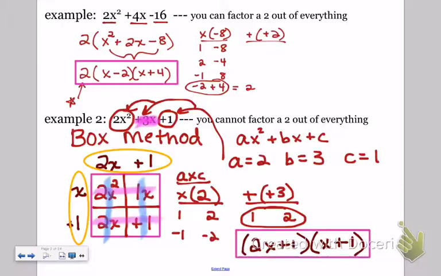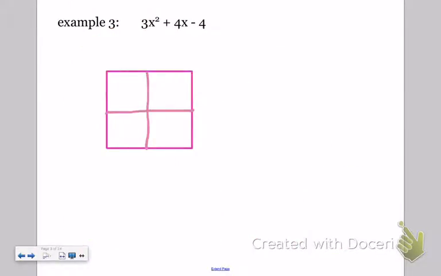So we're going to do another example of it on the next page. Alright, so the first step that we do in the box method is take our first term and put it in the first square of the box, and then our last term and put it in the last square of the box. Remember that the signs are very important. Then we can identify what our a, b, and c values are. My a is positive 3, my b is positive 4, and my c is negative 4.